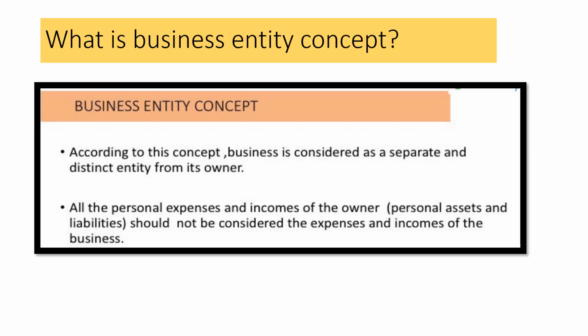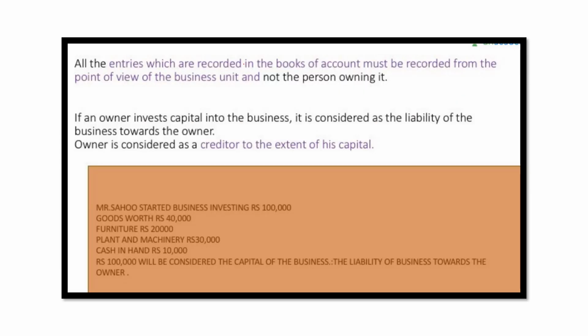Next, what is the business entity concept? According to this concept, the business is considered a separate and distinct entity from its owner. All the personal expenses and incomes of the owner are considered separate from the expenses and incomes of the business. This we have discussed, right? All the entries recorded in the books of accounts must be recorded from the point of view of the business only, not the owner's point of view. That means though it is the owner's business, you still keep a separate record of the business transactions and a separate record of the owner's transactions.